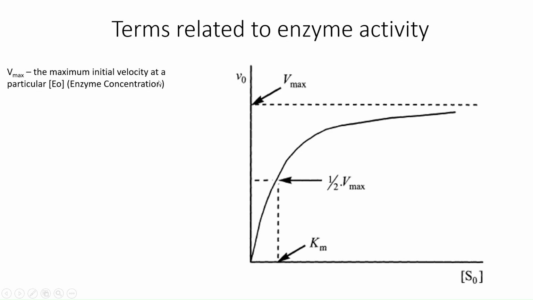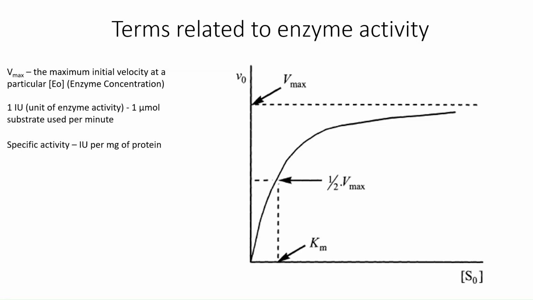So, the first term that we'll be looking at is Vmax, that is the maximum initial velocity at any given enzyme concentration. Then units of enzyme activity: 1 international unit equals 1 micromole of substrate used per minute. Now, specific activity. It refers to units of enzyme activity per milligram of protein.